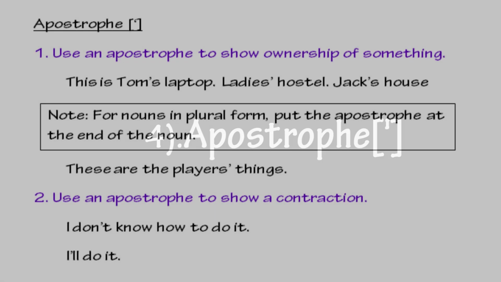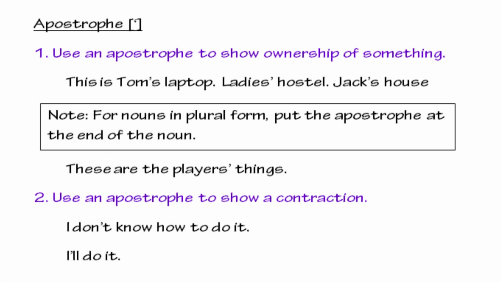And next punctuation is apostrophe. Use an apostrophe to show ownership of something. An example sentence is, this is Tom's laptop. Okay, and then a lady's hostel, Jack's house. To show that ownership, we add an apostrophe.